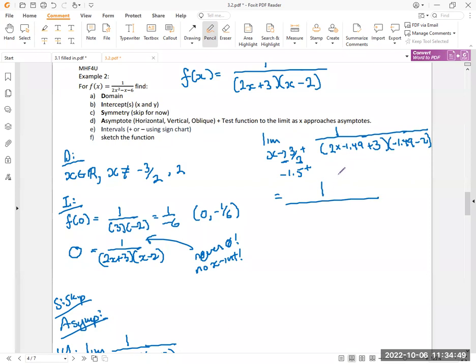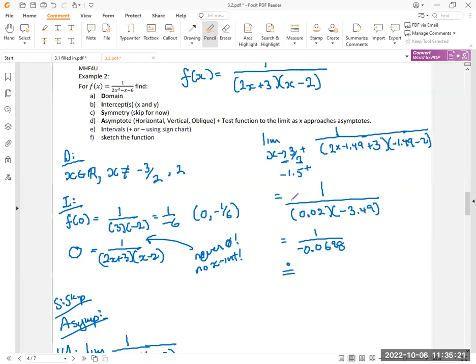2 negatives multiplying out. So negative 2.98 plus a 3, that will be positive 0.02 multiplied by a negative 3.49. That's going to be 1 over negative 0.0698.